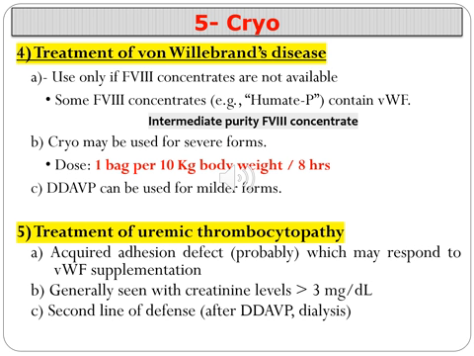Other indications for cryotransfusion include von Willebrand disease, due to deficient von Willebrand factor, which is required for stabilization of factor VIII and proper platelet function. Cryo is given only if the intermediate purity factor VIII concentrate containing von Willebrand factor is not available. In severe disease, the dose is 1 bag per 10 kg body weight, every 8 hours until the condition is corrected. In mild forms, DDAVP or desmopressin is the drug of choice. This leads to release of von Willebrand factor from platelets, correcting its levels in plasma.